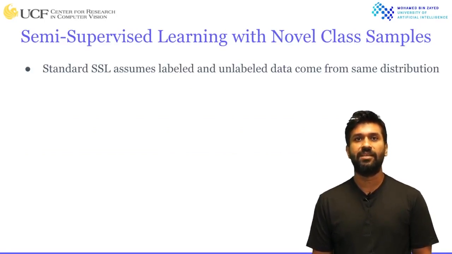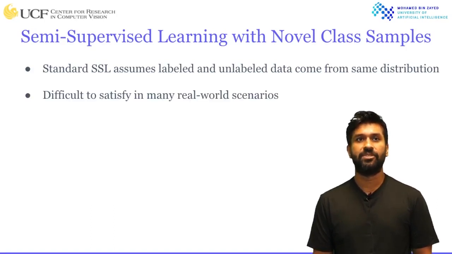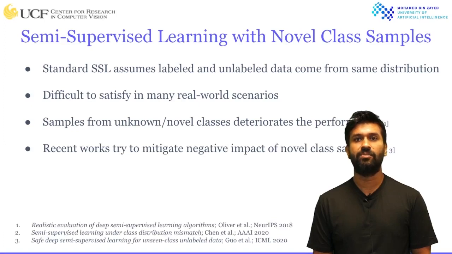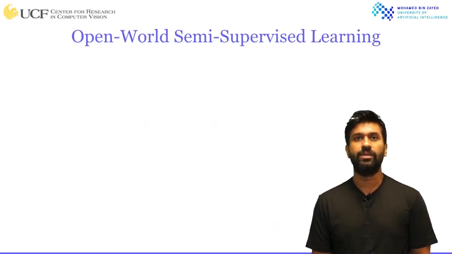Standard semi-supervised learning assumes labeled and unlabeled data come from the same data distribution. However, it is difficult to satisfy in many real-world scenarios. And samples from unknown or novel classes deteriorate the performance of the standard semi-supervised learning algorithms. Therefore, recent works try to mitigate the negative impact of novel class samples. In this work, we go beyond the simple mitigation of the impact of novel class samples. Instead, we focus on a problem called open world semi-supervised learning.